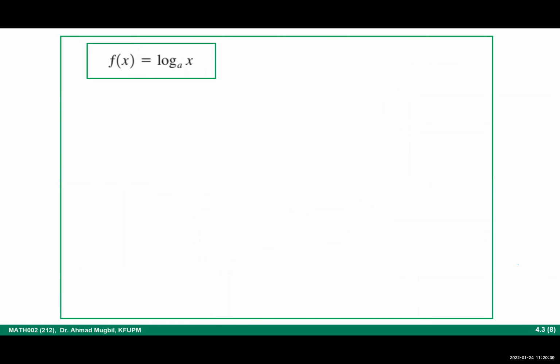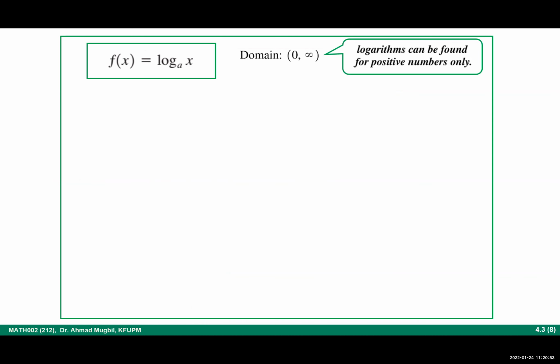Now let's summarize. This is the logarithmic function. The domain is only the positive numbers. X here, what is inside the logarithm, must be positive. This means that logarithms can be found for positive numbers only. We cannot evaluate the logarithm for negative or 0 values, just for the positive numbers.